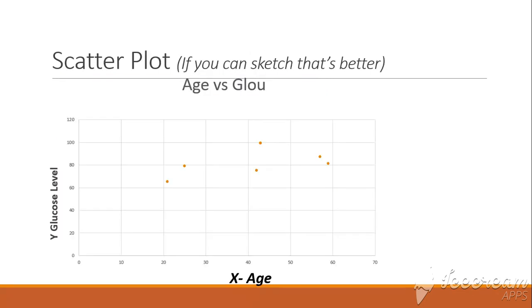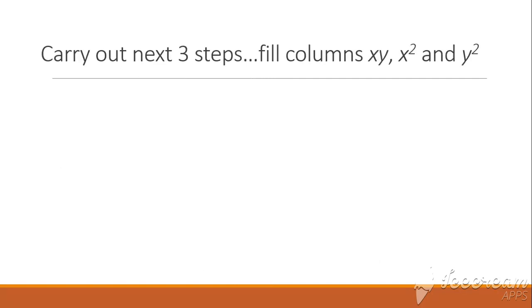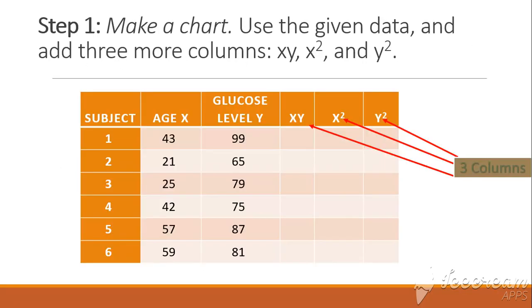Once you have two variables, the best thing is to have a sketch, a diagram of how the relationship behaves. You take the independent variable as x and the dependent variable as y. Here x is age, the independent variable, and y is the glucose level. You can draw a graph, then you will see how closely we can draw a straight line for that. Then we have to carry out the next three steps, very important.